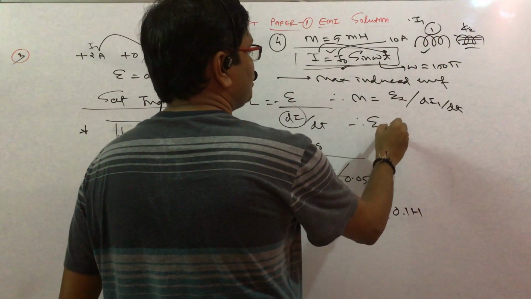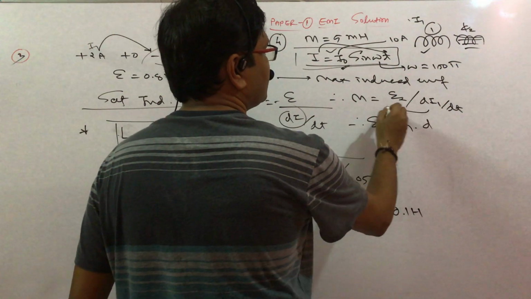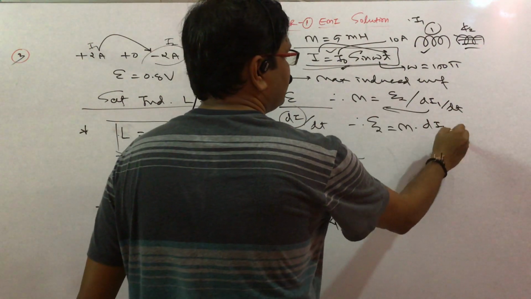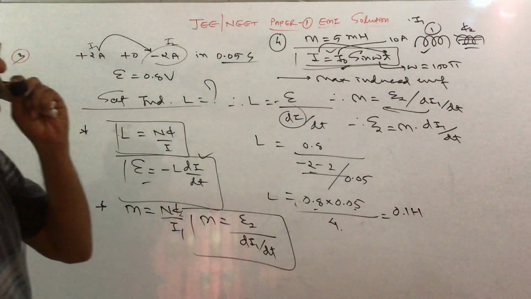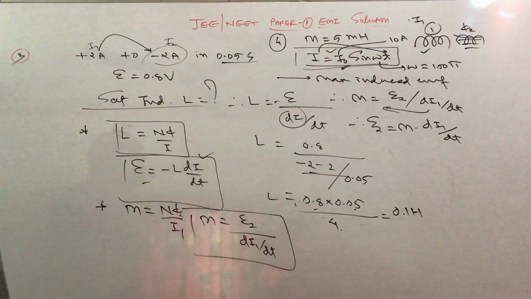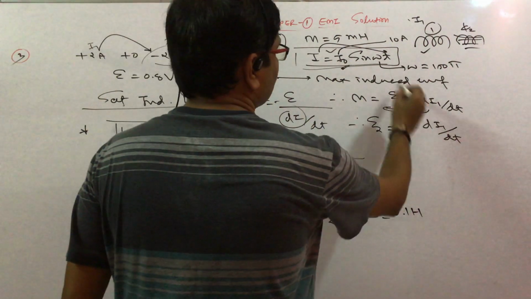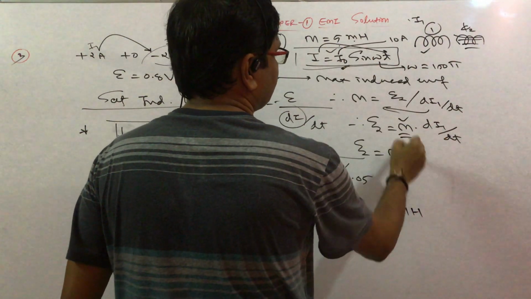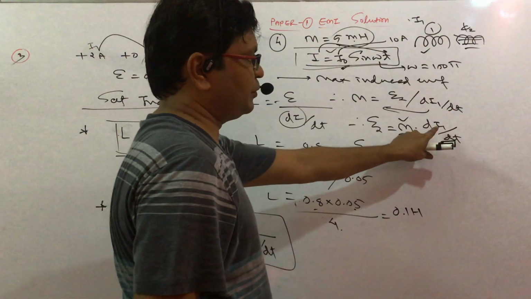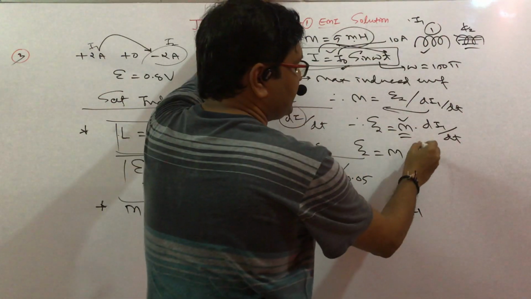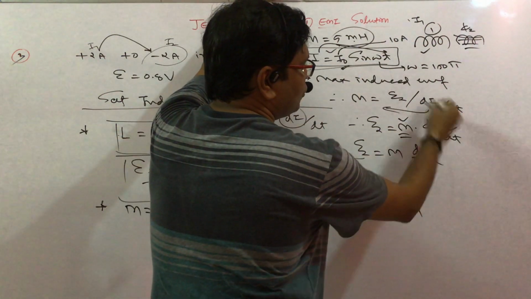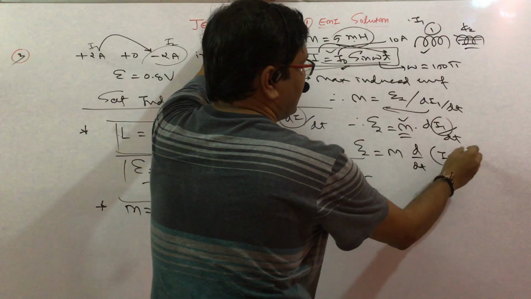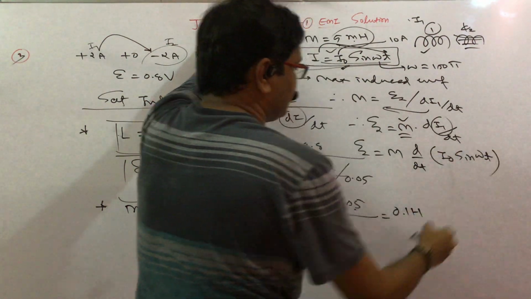So induced EMF is mutual inductance multiplied by di1/dt. Ready? So this is your equation already. Now mutual inductance is with you, so we will set up the values. Mutual inductance M is 5 millihenry. First of all, we have to think about di1/dt, that means the differentiation of current. It is I naught sin omega t.